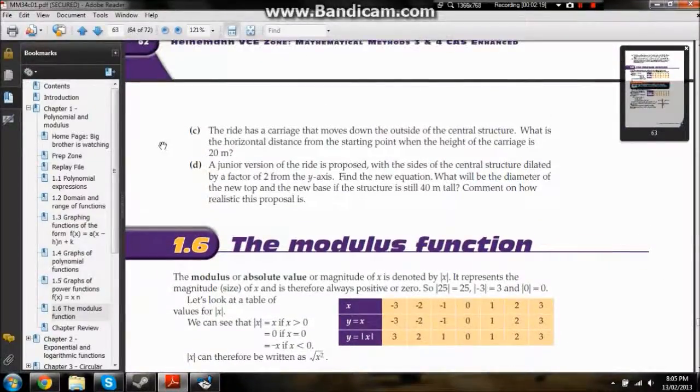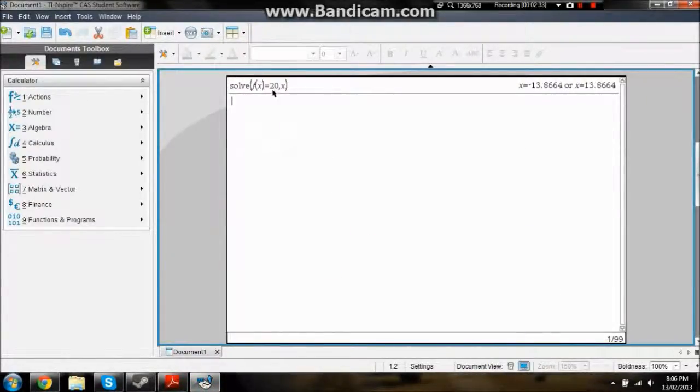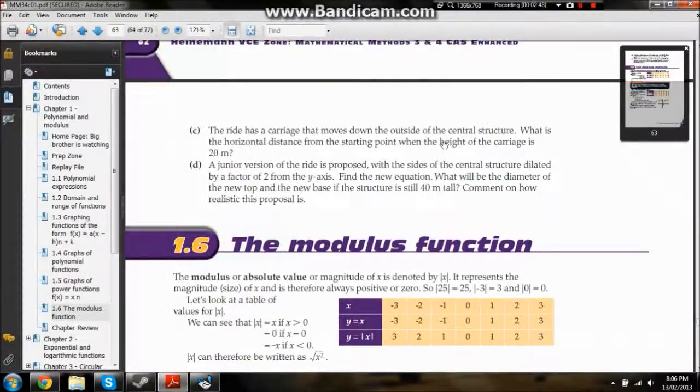Part C. The ride has a carriage that moves down the outside of the central structure. What is the horizontal distance from the starting point when the height of the carriage is 20 meters? So for this one, I just did a solve. So we want to know what the value of x is, which is the horizontal distance when the y is 20, and it's got negative 13 or positive 13, but it doesn't really matter. It's going to be 13.86 meters. That's going to be the horizontal distance.